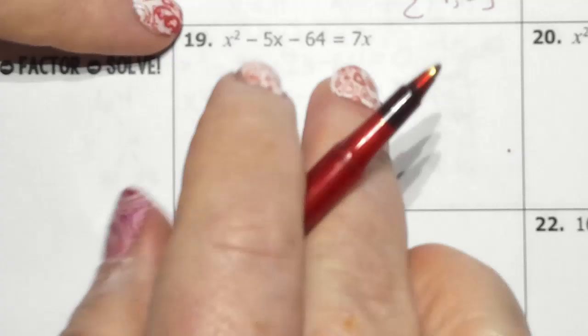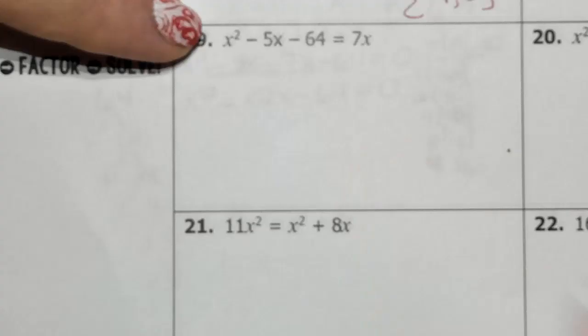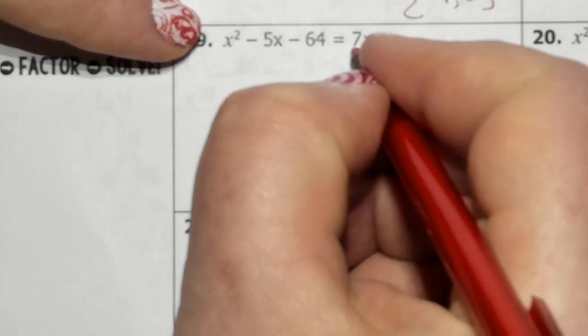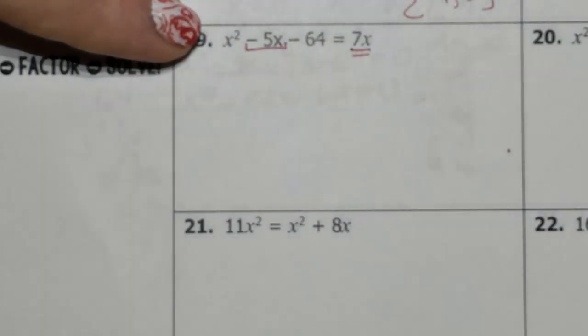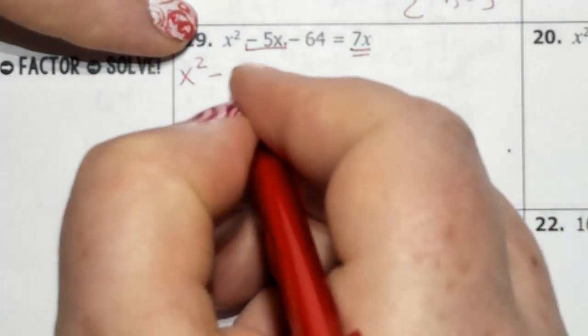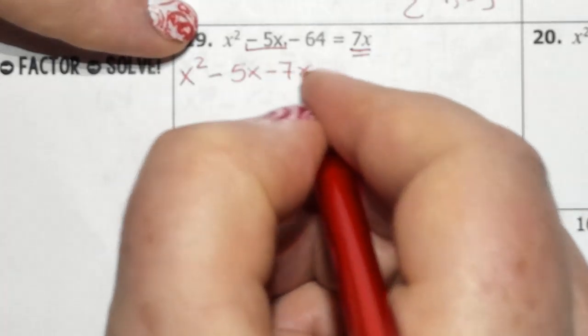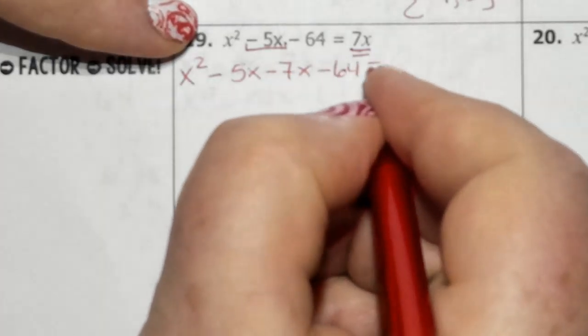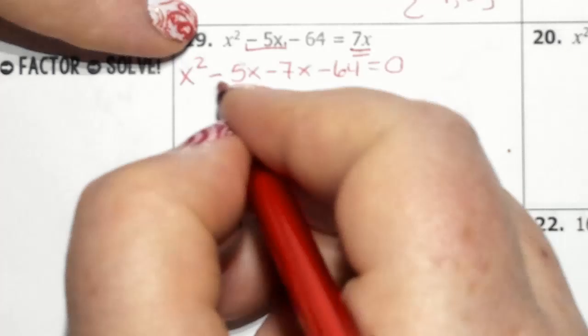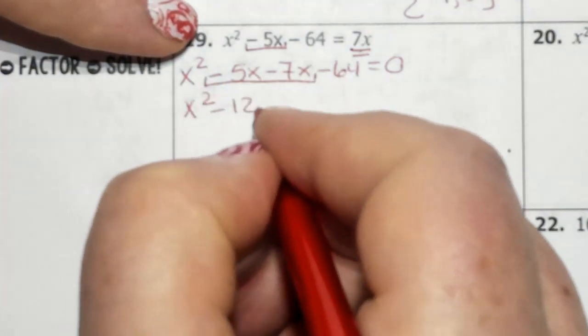Let's go ahead and look at number 19. Number 19 has an x term on this side, not a problem. We'll move it over. When we move it over, it's going to change its sign. We have to make sure we combine it with the other x term on the other side. So we have x squared minus 5x minus 7x minus 64 equals 0. That's going to be a negative 12x.